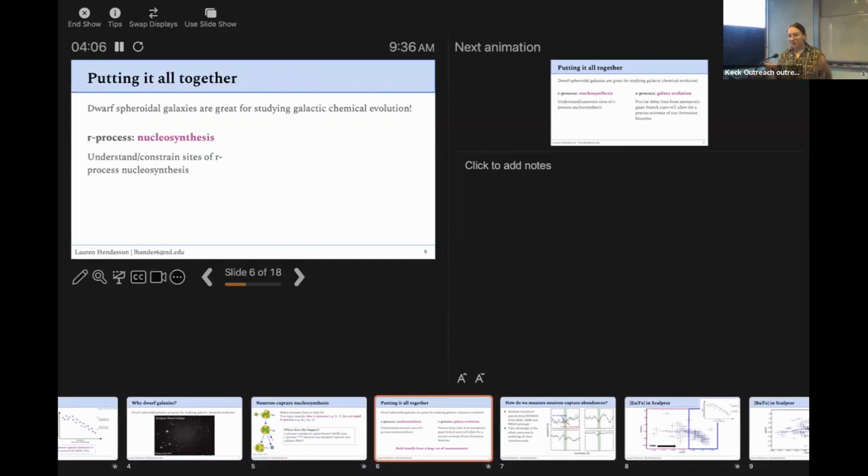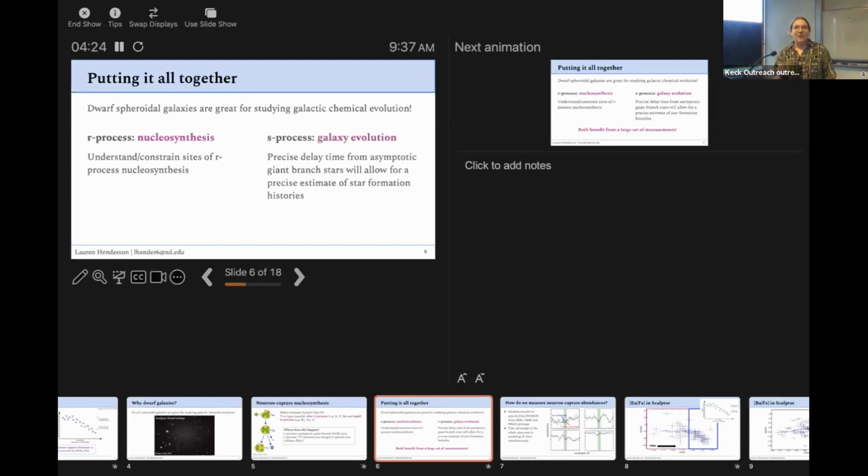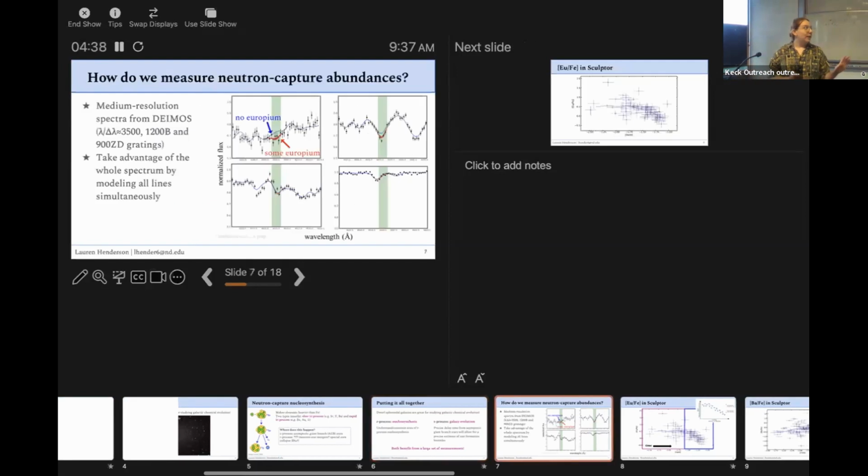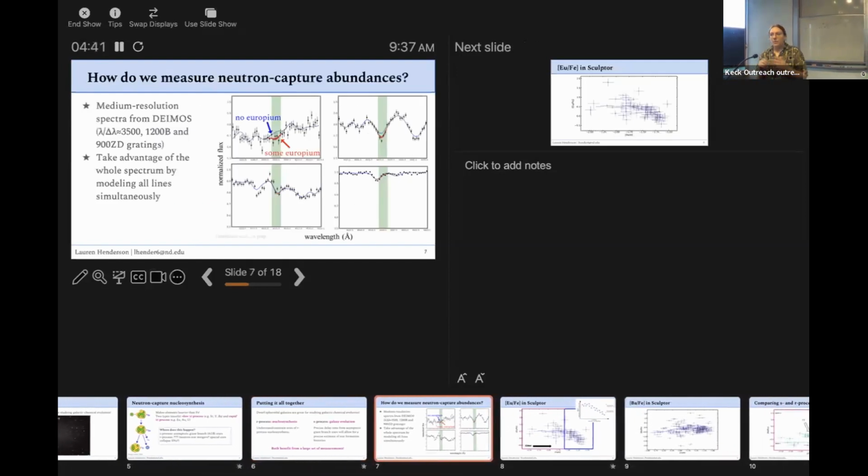R process elements, we want to measure them because we want to understand and constrain where they're formed. Like I showed you with those cartoon plots, we can start to understand the timescales that elements are produced on by making plots like that. And if we understand the timescale that the R process happens on, we can start to constrain where it's actually happening. S process elements, on the other hand, are really cool to study because we know exactly where they're formed. So we can use them as precise clocks to trace back when star formation was happening in these dwarf galaxies. And for all of these science cases, we benefit from a large set of measurements, which is where Deimos comes in. So Deimos is the multi-object spectrograph on Keck, and we can use it to get spectra over a wide wavelength range of lots of stars at the same time.